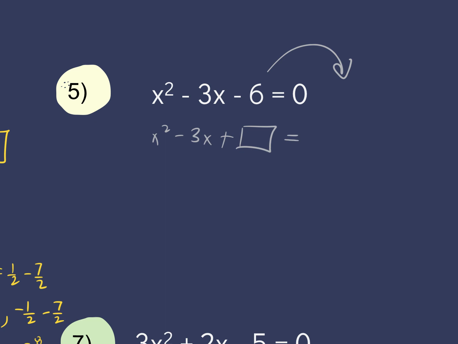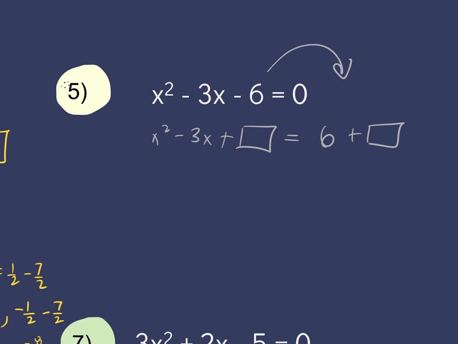when I move negative 6 over, what does it become? It becomes positive 6, and then plus the other box, correct? Yeah, when you go from one side of the equal sign to the other, the signs change. How would you get negative 6 to move over? You have to add it.